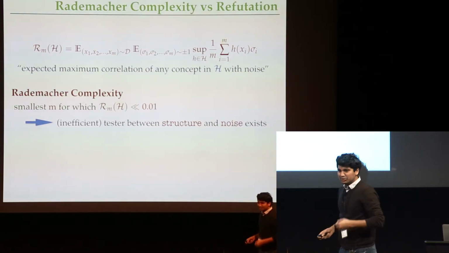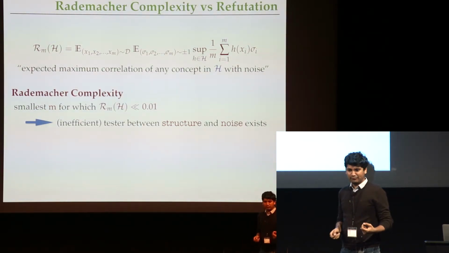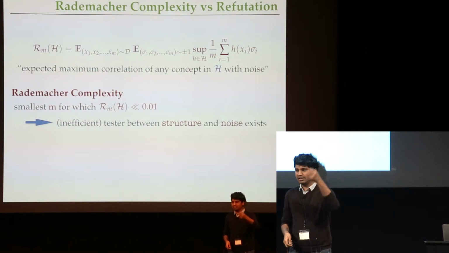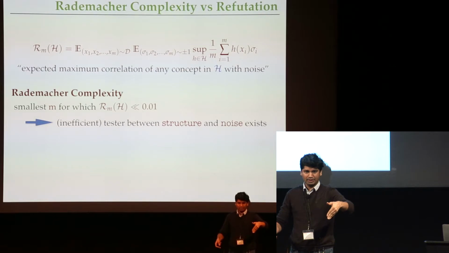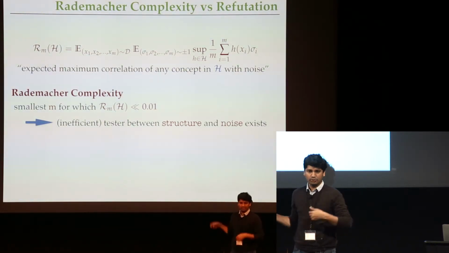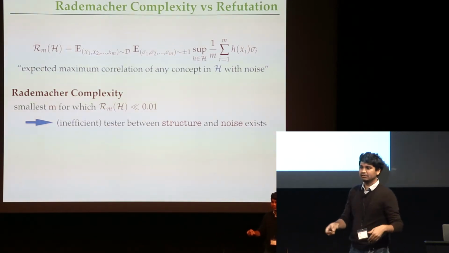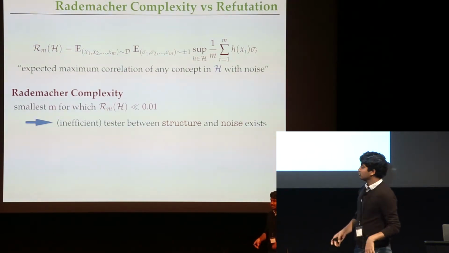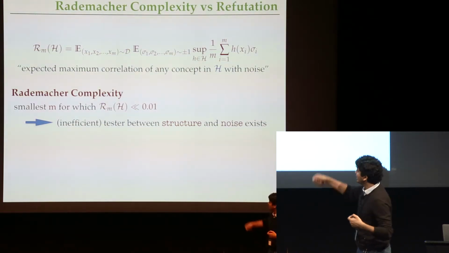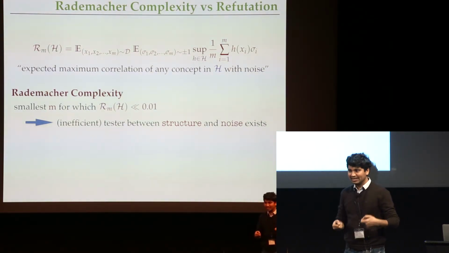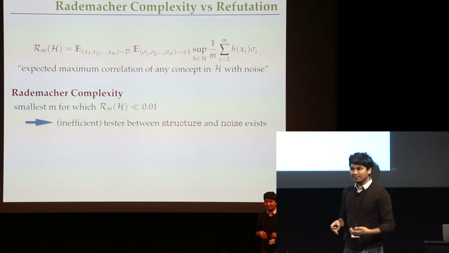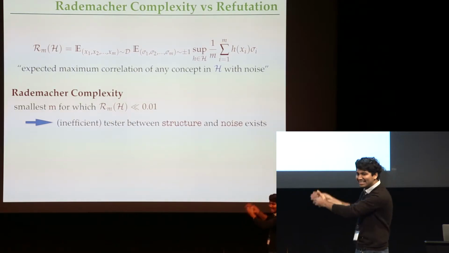Well, here is a completely stupid algorithm to do refutation. Just go over every function in your class, find out the correlation with some m examples that you have actually drawn, and if the correlation is smaller than 0.001 or 0.01, then reject, say that it is noise. Otherwise call it structure. So the Rademacher complexity says that if you actually took enough examples to make Rm of h at most 0.01, then this inefficient stupid tester will actually succeed, right? So in some sense it's just an analysis of this tester.